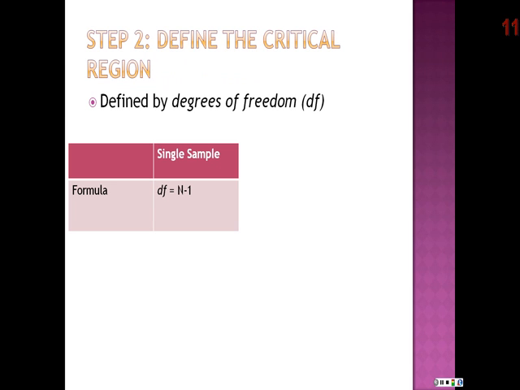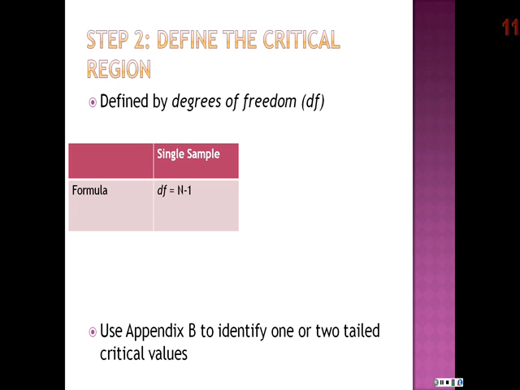So our next step here is we need to define the critical region. And the critical region is defined by your degrees of freedom. So in this case, for the single sample t-test, the degrees of freedom is the sample size minus 1. And so what we do is use Appendix B to identify either one or two-tailed critical values, right? So this, again, depends on the direction.